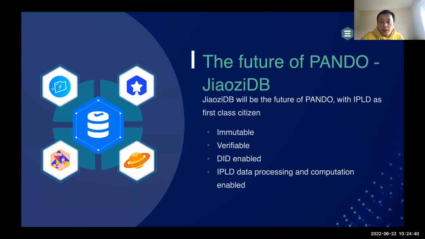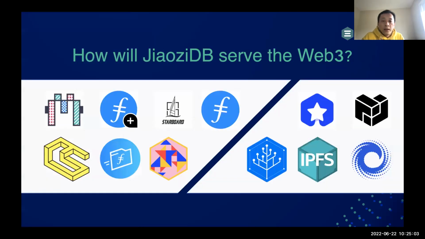And this is the future state of Pando. We will name it JWTDB. It will be immutable, verifiable, and DID enabled. So in JWTDB, you will also see IPLD data can be processed and computed, which is processing and computation enabled. This is how we are going to serve Web3.